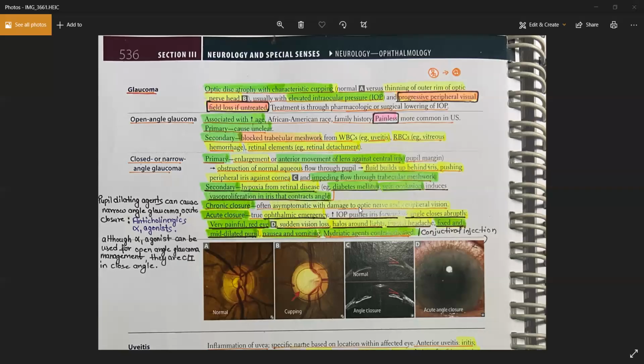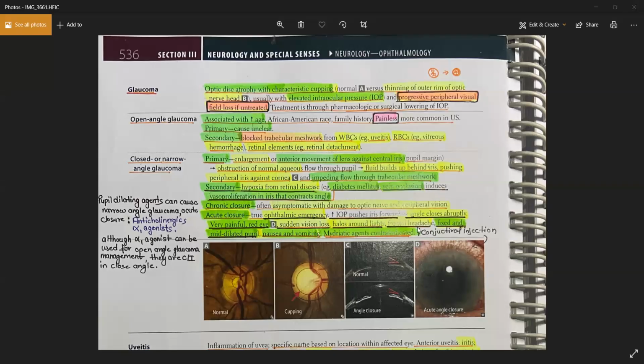If you give the patient any kind of agent that can precipitate this condition, like atropine, say, in that case, you will have an acute closure, a sudden buildup of pressure in your eye, and you will have a sudden vision loss. Angle closes very abruptly. You will have a very painful condition. Red eyes will be there, as you can see. This is the redness of the eye, the conjunctival injection, you call it. Sudden vision loss will be there. Halos will be seen, colored halos.